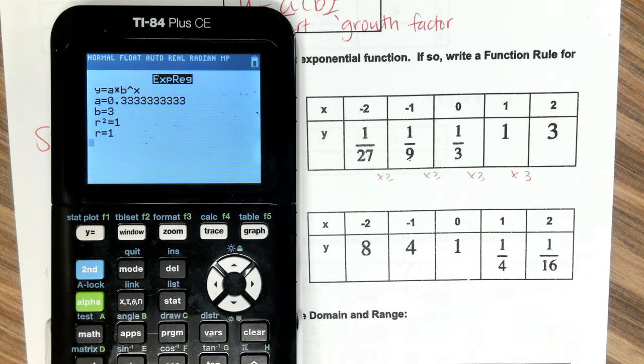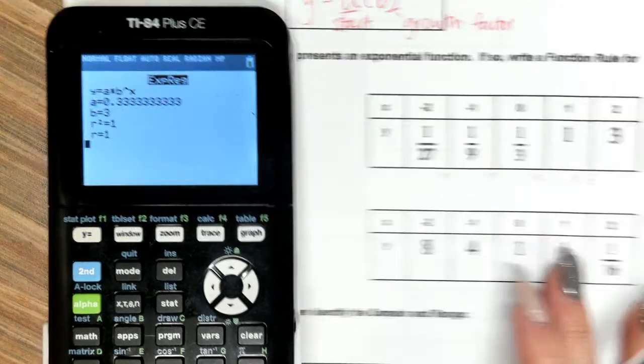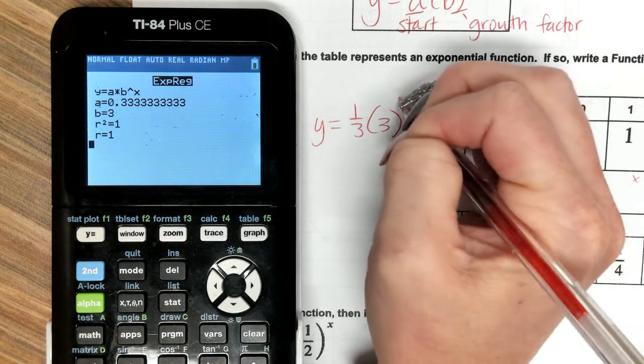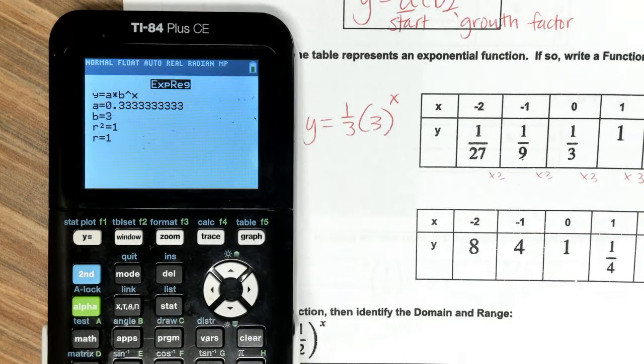Now, what is 0.3 repeating? 1/3. So you're going to have y equals 1/3 times 3 to the x power.